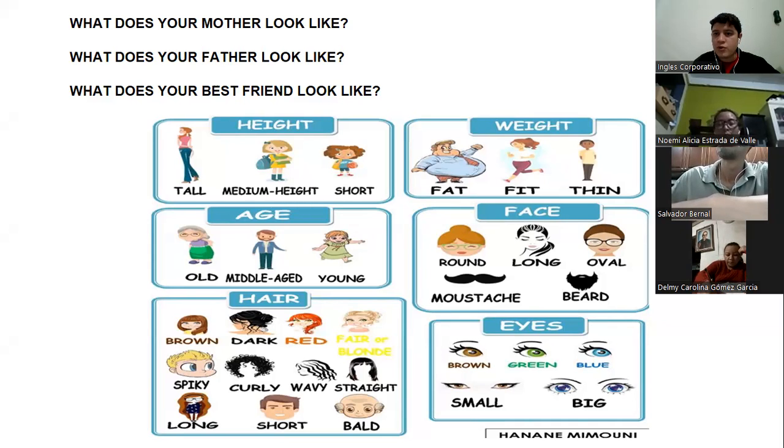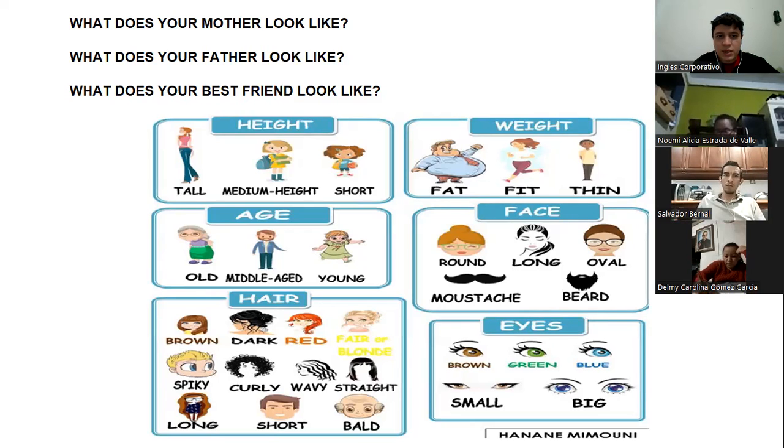Let me divide you in groups. Déjenme dividirlos en grupos para que practiquemos, okay? So, vamos a practicar estas preguntas en el grupo, okay? Vamos a describir cada uno, okay? A nuestra madre, padre y mejor amigo, okay? Utilizando los adjetivos que hemos visto y también utilizando las reglas que hemos visto, right? So let me open the rooms, guys. Déjenme abrir los rooms para que podamos trabajar. Okay, let's see.